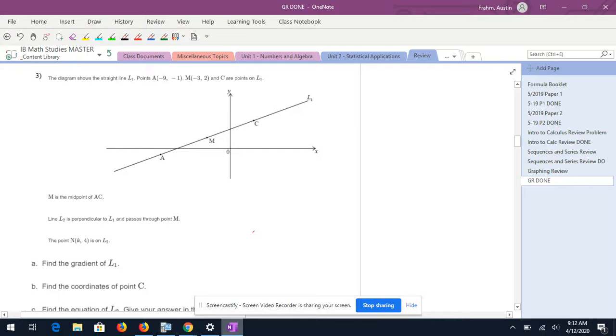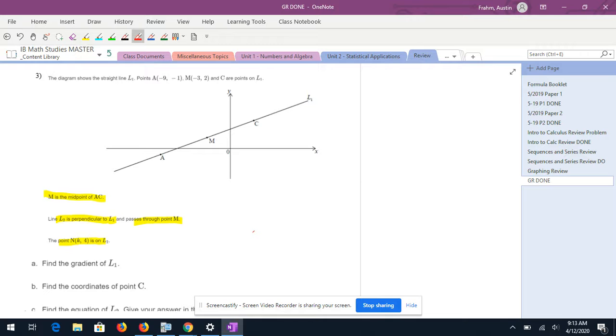For problem 3, it says the diagram shows the straight line L1. Points A, M, and C are points on L1. It says M is the midpoint of AC. Line 2 is perpendicular to line 1 and passes through point M. And then the point N, whose coordinates are (k, 4), is on L2. Part A says to find the gradient of L1.